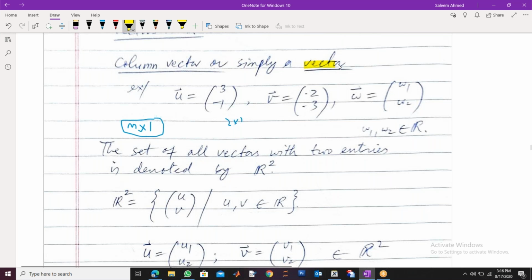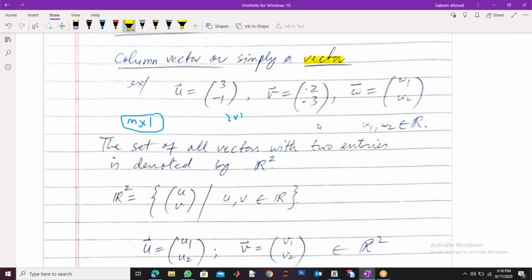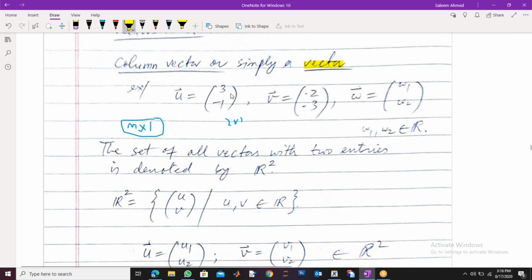So any number of entries written in one column. There can be 2 entries, 3 entries, 4 entries, any number of entries will be a vector. But that will be a vector in different sets. So if we pick any two real numbers and write them as one column, it will be a vector in R2. R2 is the space R by R, right? It's a two-dimensional space. We call it two-dimensional space.